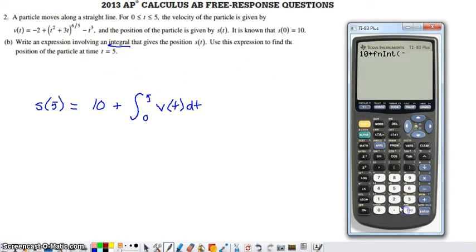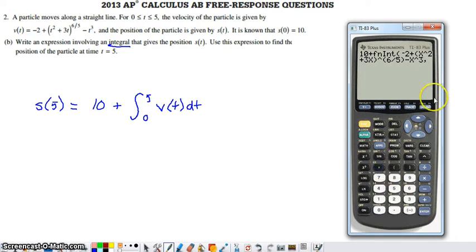Now your grouping symbols are going to be pretty important here, so I'm starting with negative 2 plus x squared plus 3x, end that set of parentheses, and then raise that set of parentheses to the 6/5 power, so that power is also going to have to go in a set of grouping symbols, and then I'm subtracting t cubed or x cubed from that. So there's the function that I want to integrate.